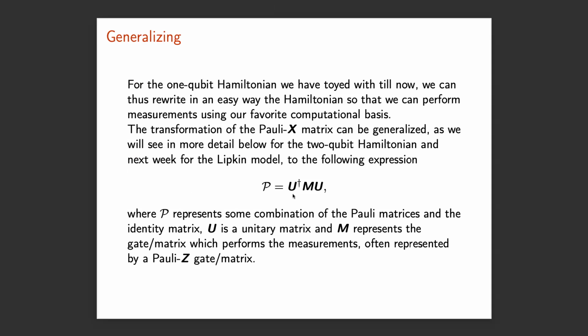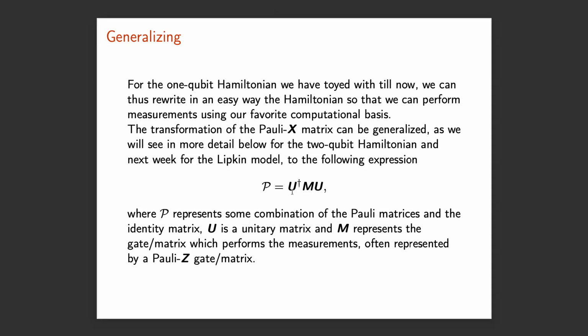We are looking for some magic matrix which transforms the operations which we have. So let's say a Pauli X, or some combination of Pauli matrices. Then this M represents the gate or matrix which performs the measurement. So if you have applied a magnetic field in the Z direction and you're looking at the spin degrees of freedom, it's very common to choose a Pauli Z gate as this matrix M.